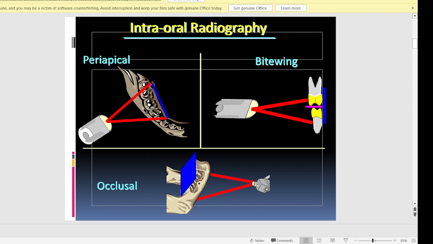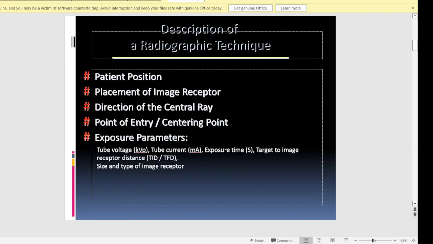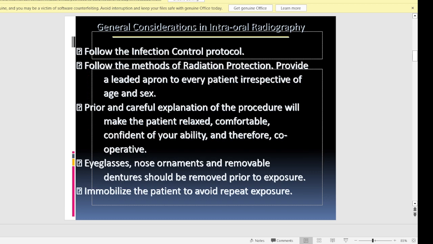Here we come to intraoral radiography. It is mainly of three types: periapical, bitewing and occlusal. Description of a radiographic technique includes the patient position, placement of the image receptor, direction of the central ray, point of entry or the centering point, and exposure parameters like the tube voltage, tube current, exposure time, etc.